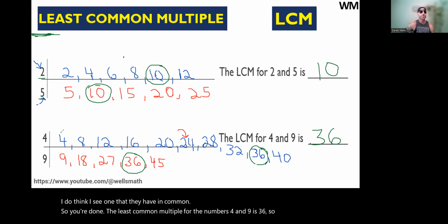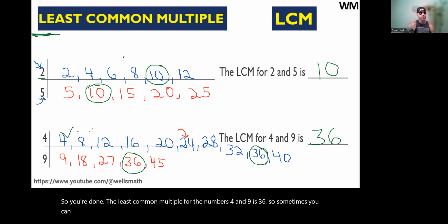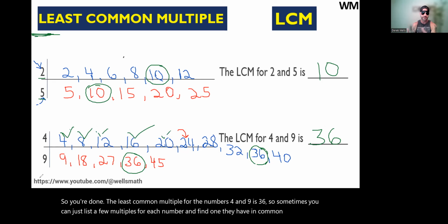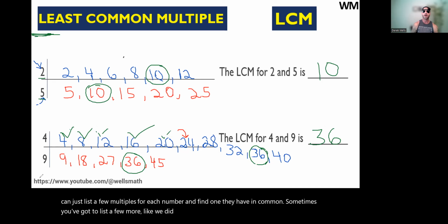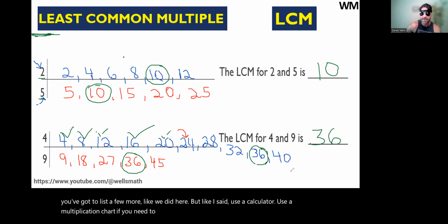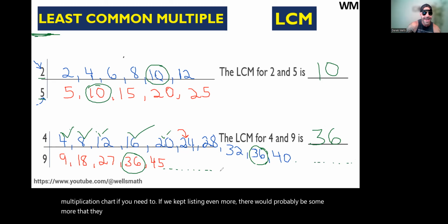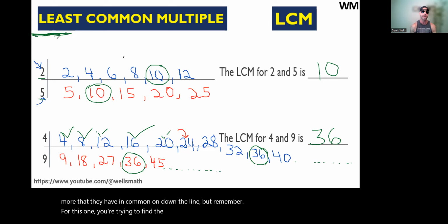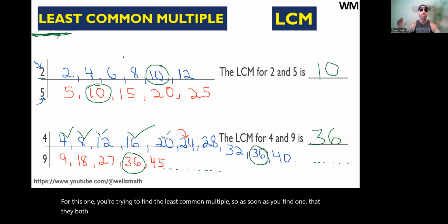So sometimes you can just list a few multiples for each number and find one they have in common. Sometimes you've got to list a few more like we did here. But like I said, use a calculator, use a multiplication chart if you need to. If we kept listing even more, there would probably be some more that they have in common on down the line. But remember, for this one, you're trying to find the least common multiple. So as soon as you find one that they both have in common, you can stop, you're done with your problem, and you'll have your answer.